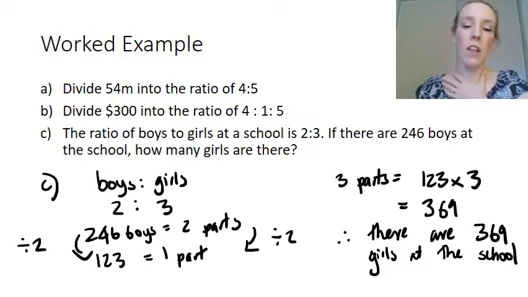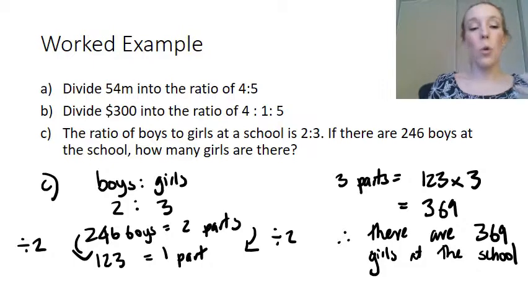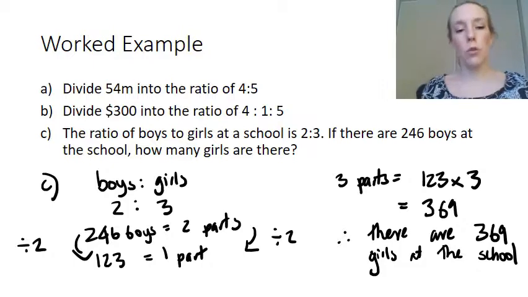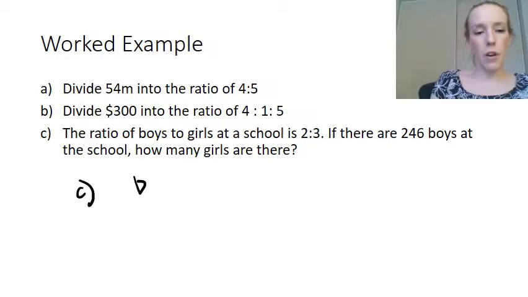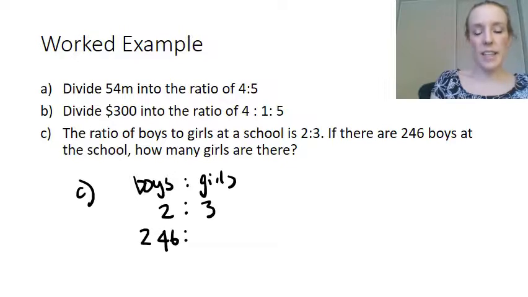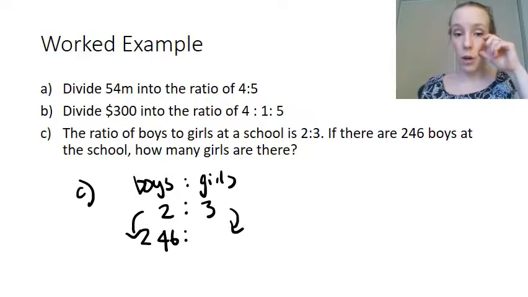So the other way to do that is using equivalent fractions. So 2:3. Oh, hang on, I'll clear the screen and do it the other way. So we can use equivalent fractions as well. So we've got boys to girls, 2:3. So that's 246 is to what?